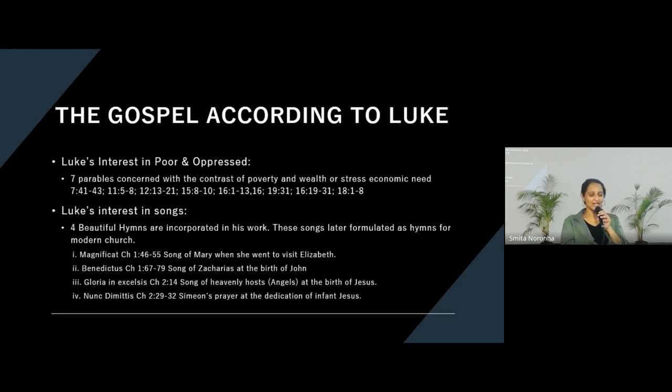The last thing we see is Luke's interest in songs. There are four hymns we just talked about in Luke 1 and Luke 2. These hymns became songs that started to be sung in the church. The song of Mary when she visits Elizabeth, the song of Zacharias when John the Baptist is born, the song of the angels when Jesus is born, and Simeon's song when Jesus is dedicated at the temple. These are the four songs that Luke records, which is very unique to Luke itself. These are not recorded in the other Gospels.